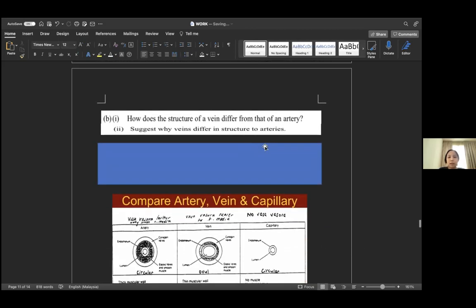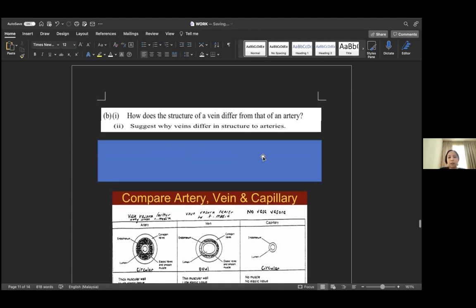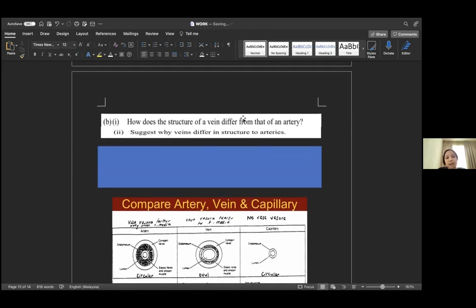How does the structure of a vein differ from that of an artery? Suggest why veins differ in structure to arteries. So you guys want to try?